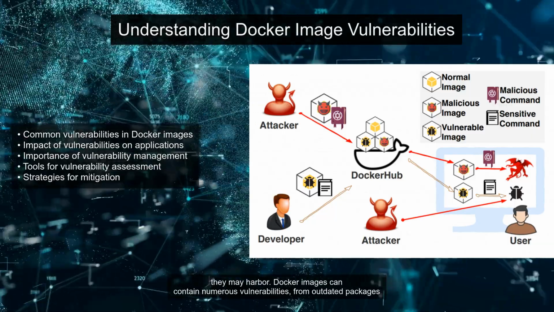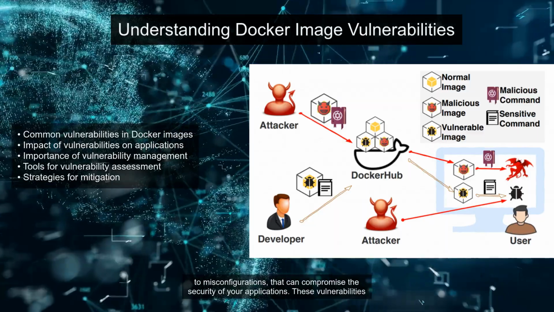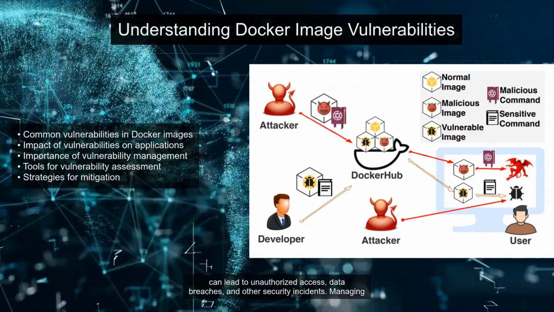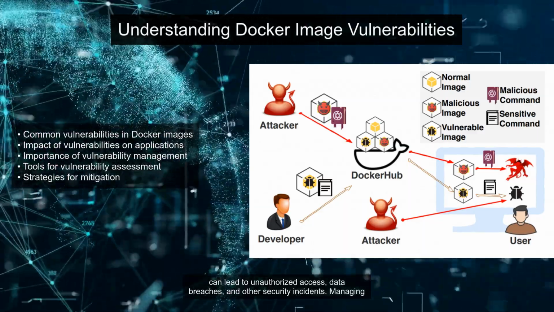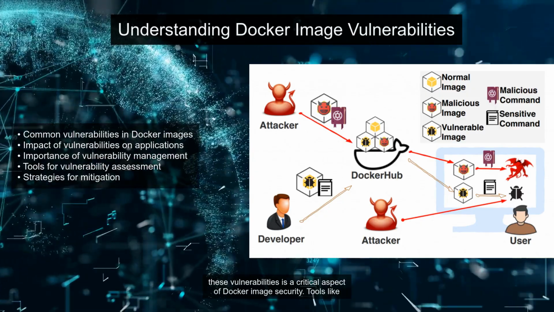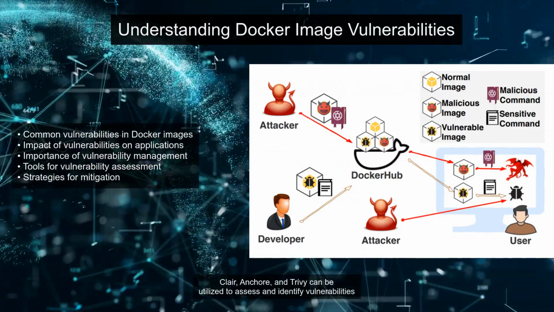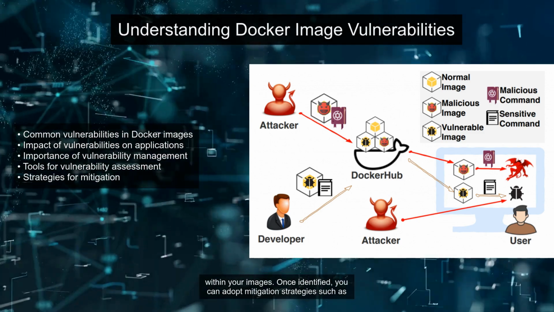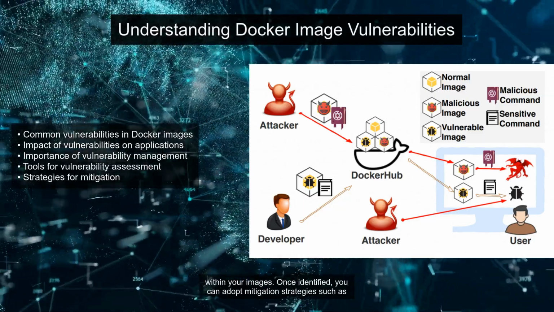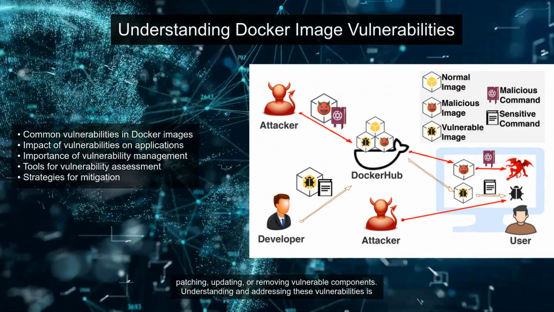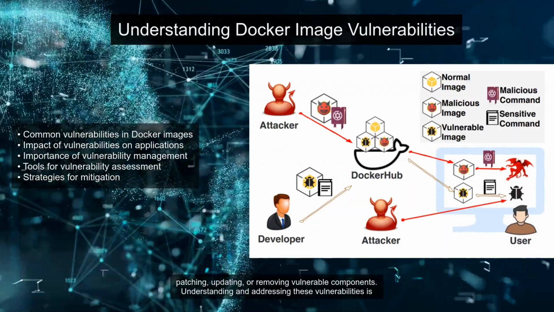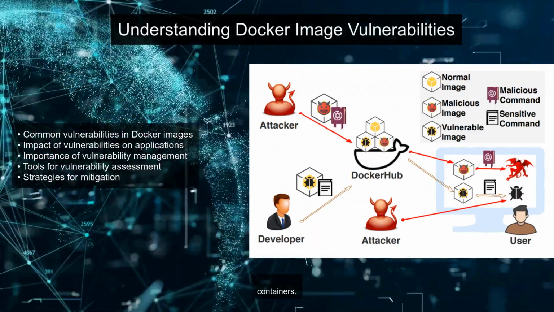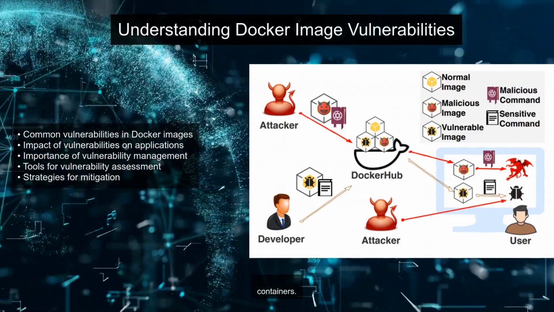To effectively secure Docker images, it's essential to first understand the vulnerabilities they may harbor. Docker images can contain numerous vulnerabilities, from outdated packages to misconfigurations, that can compromise the security of your applications. These vulnerabilities can lead to unauthorized access, data breaches, and other security incidents. Managing these vulnerabilities is a critical aspect of Docker image security. Tools like Clair, Anchore, and Trivy can be utilized to assess and identify vulnerabilities within your images. Once identified, you can adopt mitigation strategies such as patching, updating, or removing vulnerable components. Understanding and addressing these vulnerabilities is the first step in creating a robust security framework for your Docker containers.